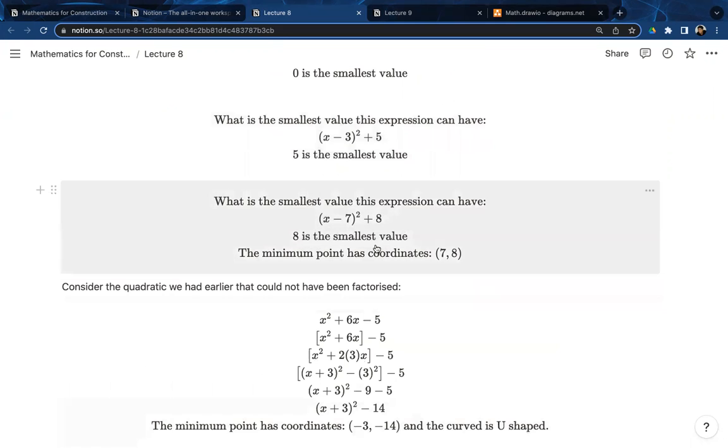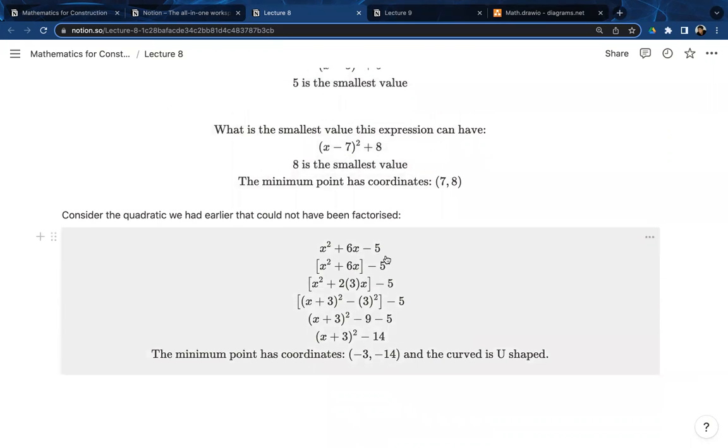Okay, so if you're given an expression like x squared minus 6x minus 5, if you complete the square and write this as x minus 3 squared minus 14, the minimum value is minus 14. It's shaped like a U, and the value x equals 3 is the value of x that makes the function a minimum, right? So completing the square has capabilities. Writing it in this form gives you an idea how the graph looks, okay?